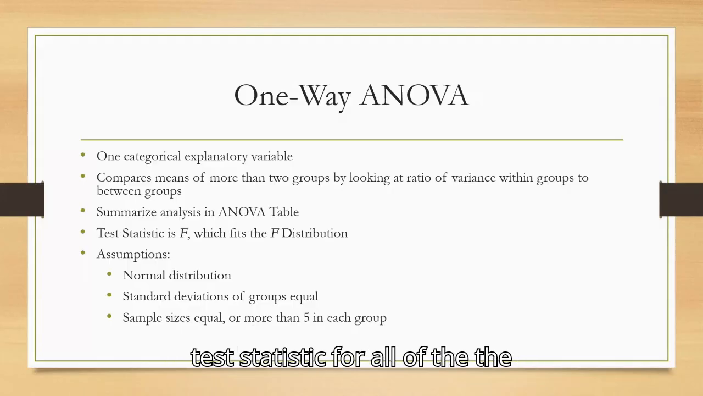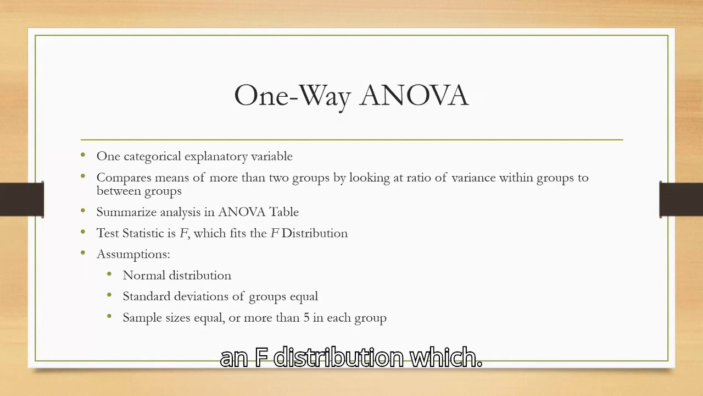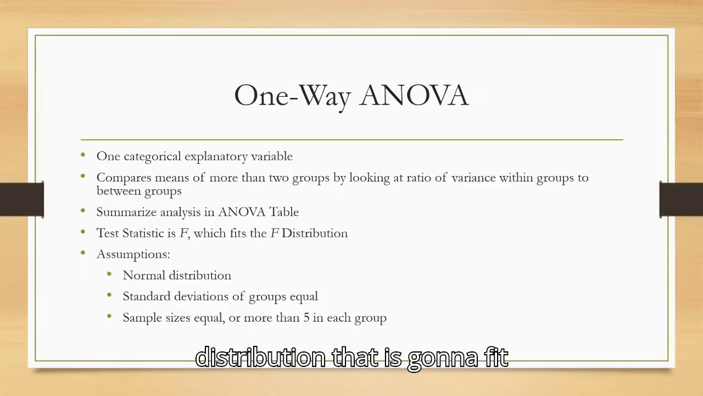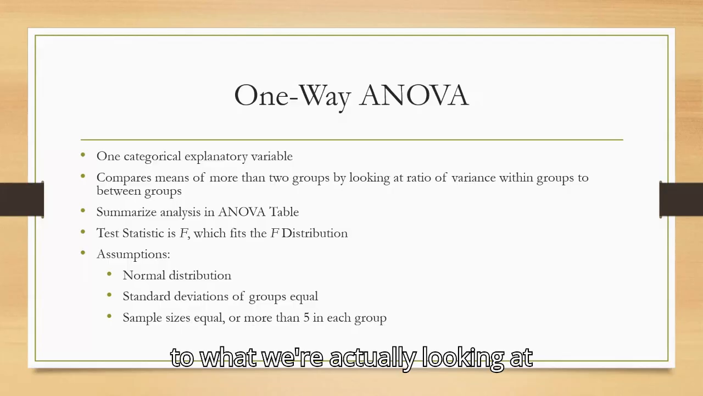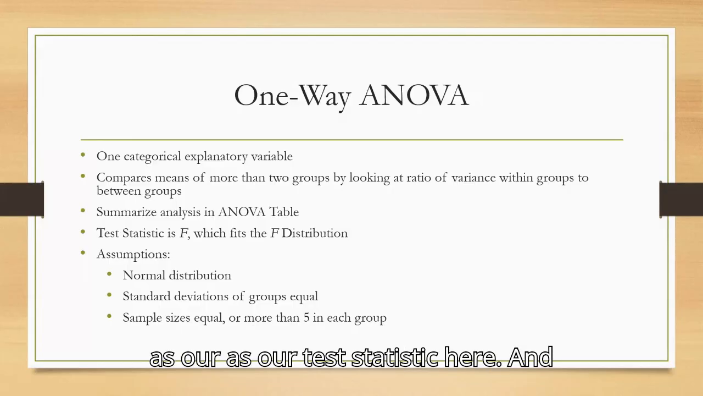We're going to calculate a test statistic for all of the ANOVA type of analyses called capital F. And there is an F distribution, which fits to ratios of variances. So it's a distribution that is going to fit to what we're actually looking at as our test statistic here.